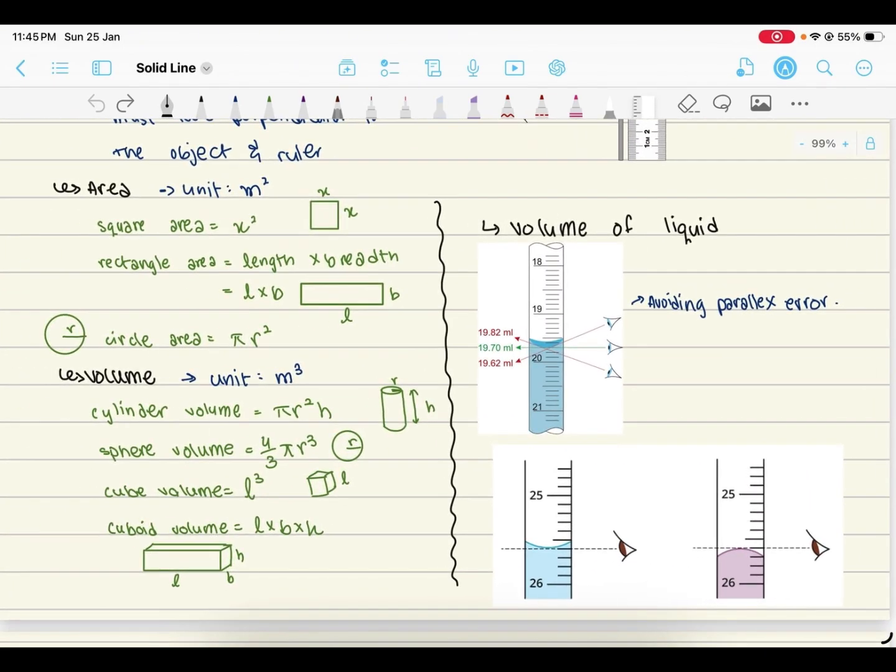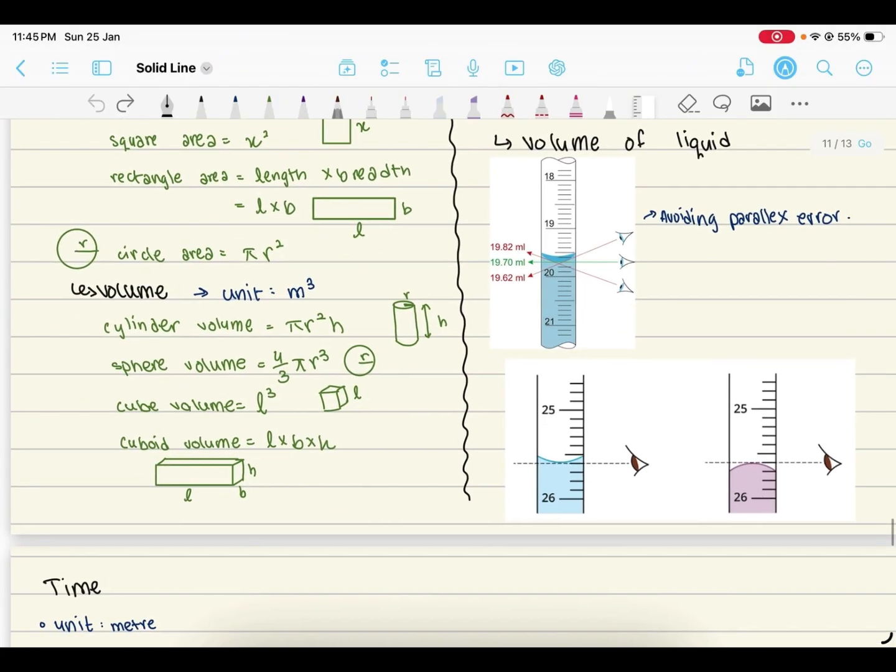Now, area. Area has a unit meter square, and these are the formulas of area. For a square, it's x square. For a rectangle, it's length into breadth. For a circle, it's pi r square. R is the radius and pi is 3.14, the value in our calculator.